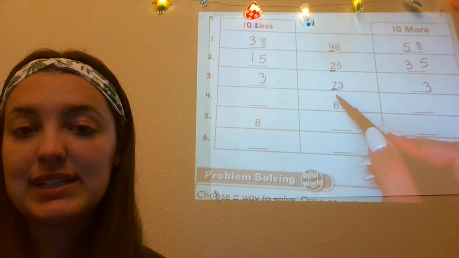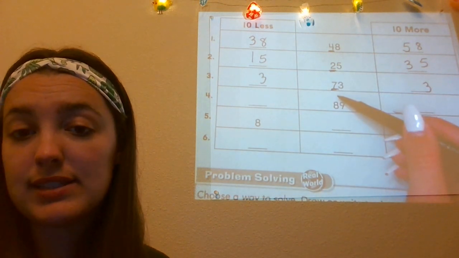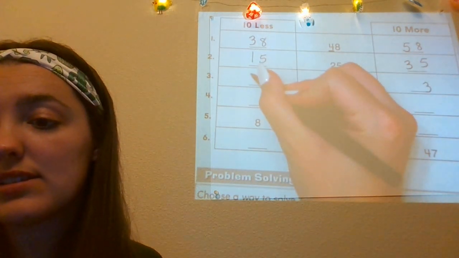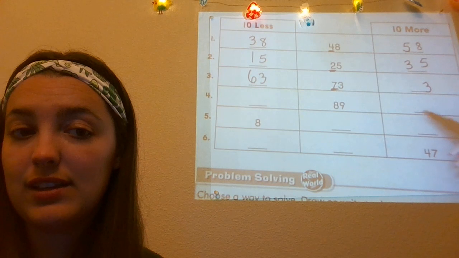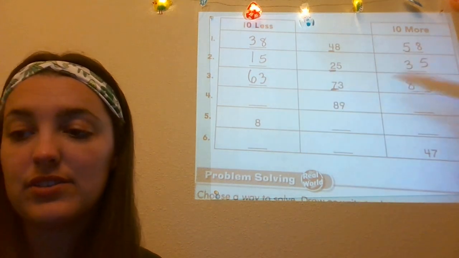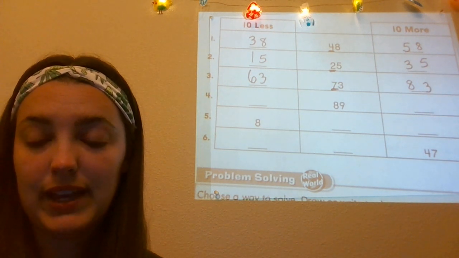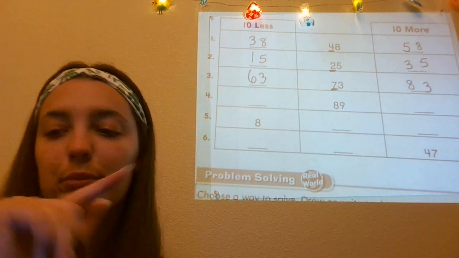Now I'm going to bring my tens place down by 1 to figure out 10 less. So 1 less than 7 is 6. 1 more than 7 is 8. 63, 73, 83. Okay, I bet you can probably guess for this next one. You might even be able to do this whole row on your own, but I'll do it with you just in case.